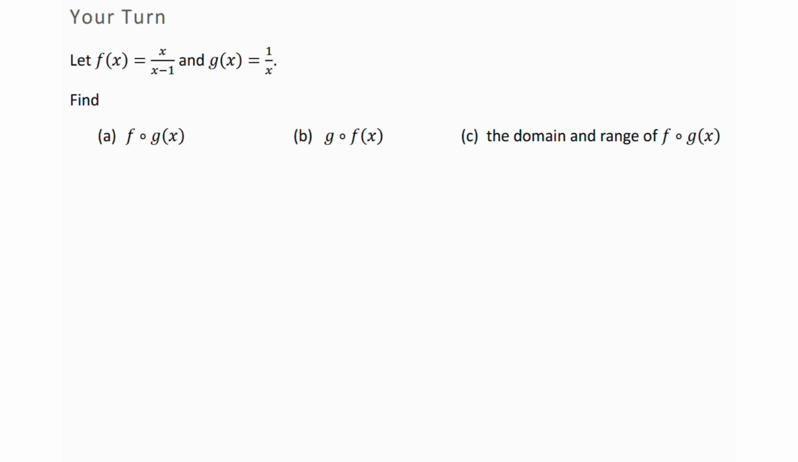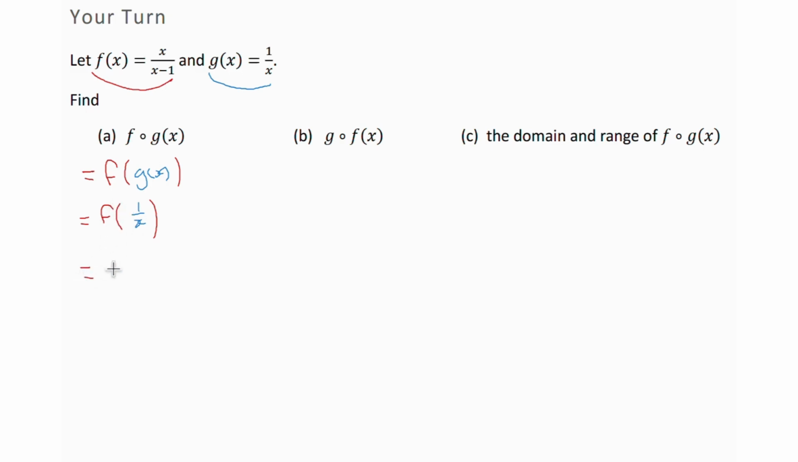Let f of x be x over x minus 1 and g of x be 1 over x. What is f composed with g of x? Remember, that means f of g of x, which is f of, now replace g of x with 1 over x, so 1 over x. That's what I'm doing in red.